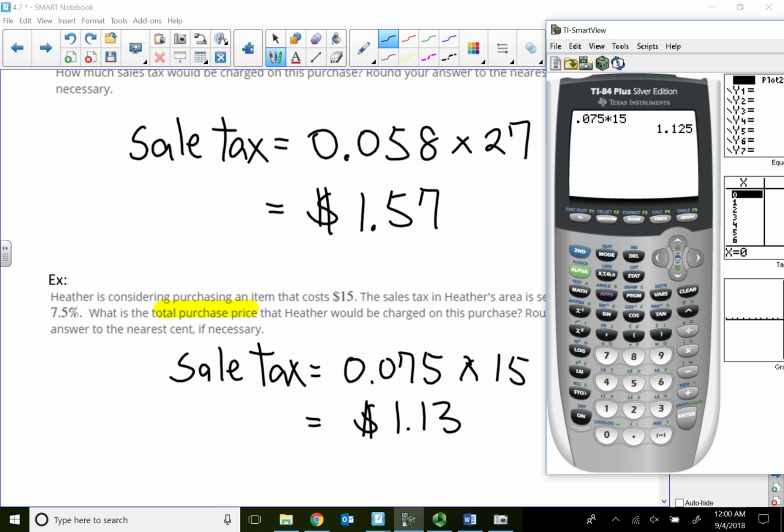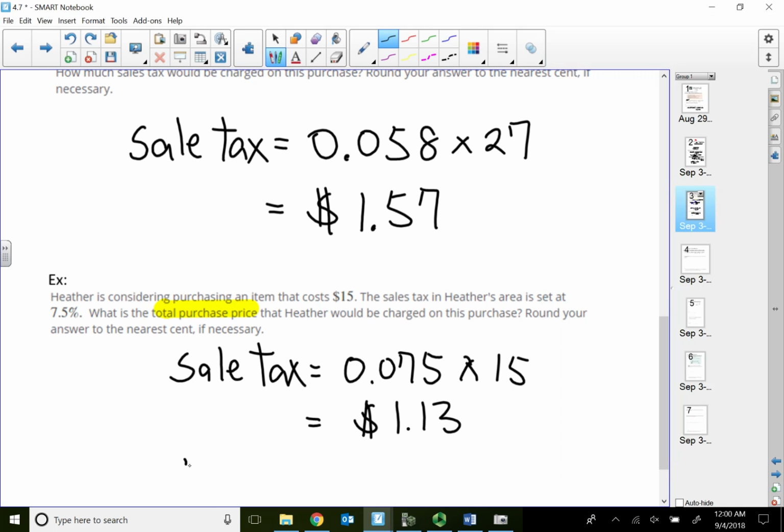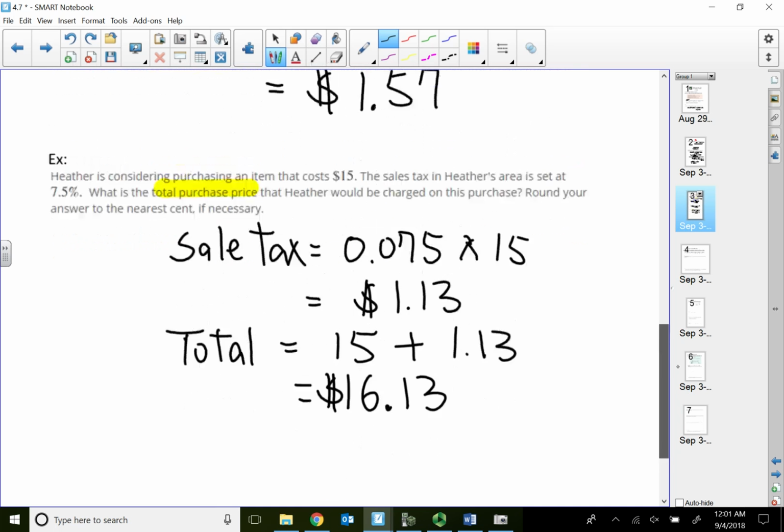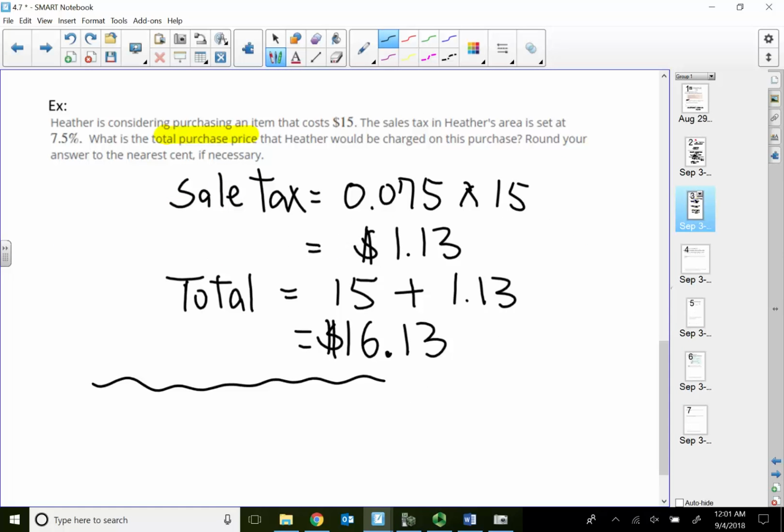That's the sales tax. So the total purchase price, or total price to be paid, will be $15, the selling price, plus the sales tax, $1.13. So that will be $16.13.